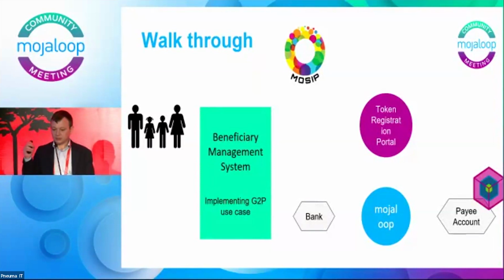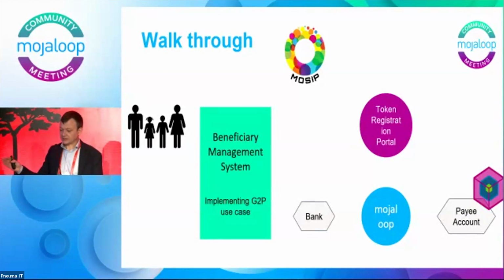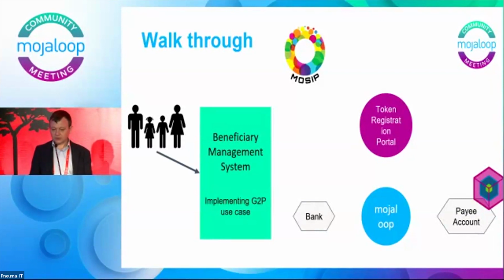Then in purple in the middle, we've got a token registration portal, and that's the part that Spark Systems built. Below that we've got Mojaloop, and we've got the bank. That bank is the beneficiary's bank that they're using to make those payments. And we've got the payee bank account, which in this use case is a Mifos backend system, where they're going to be receiving these payments and directing the payments to the correct account. So how does this work? The beneficiaries go to the beneficiary organization and apply to get some sort of beneficiary payment.